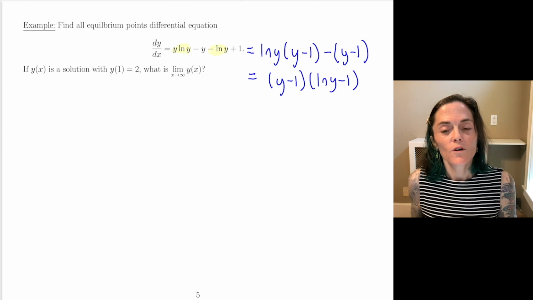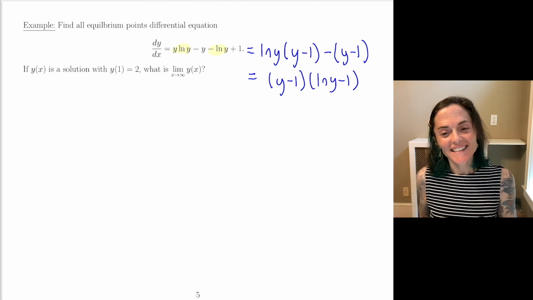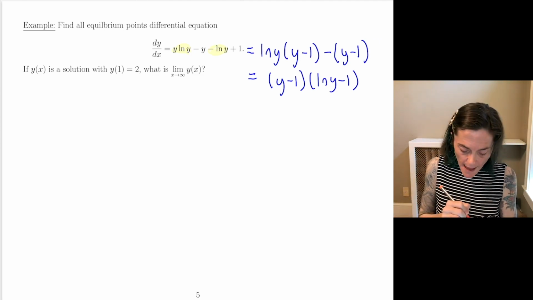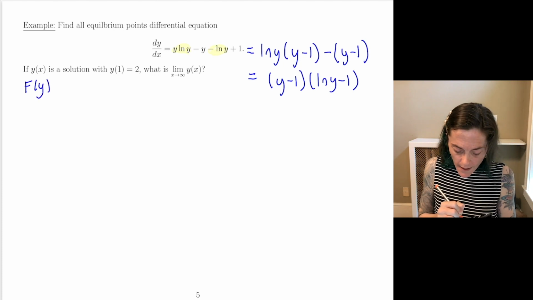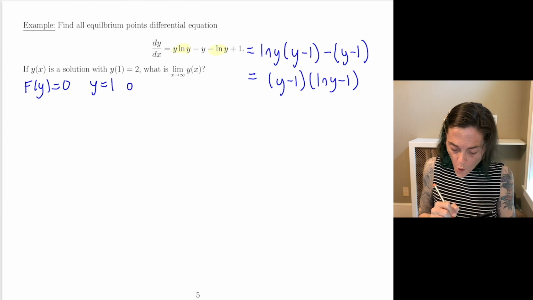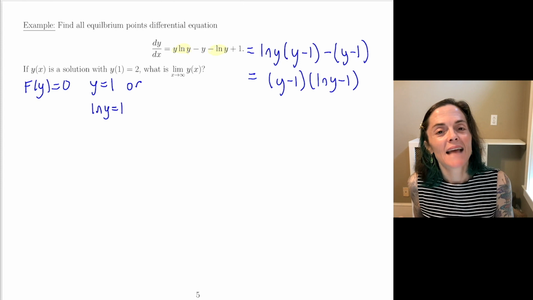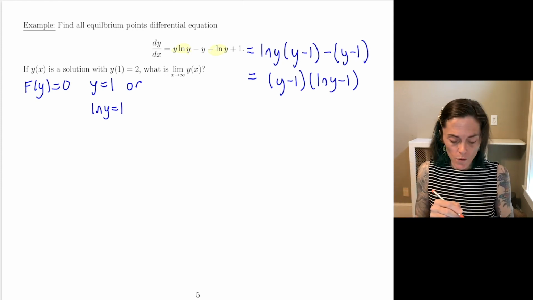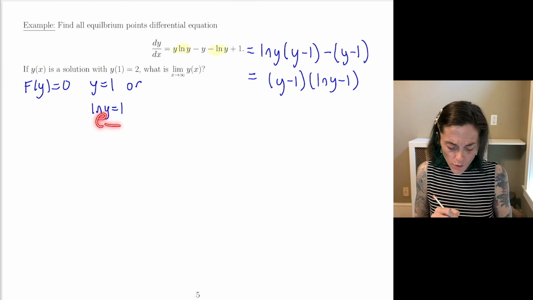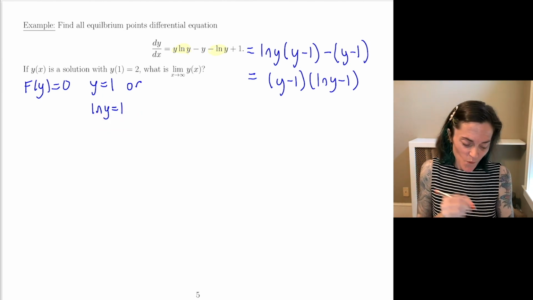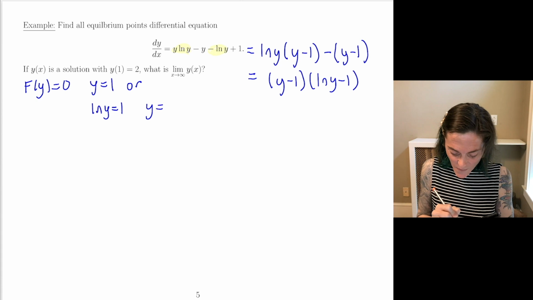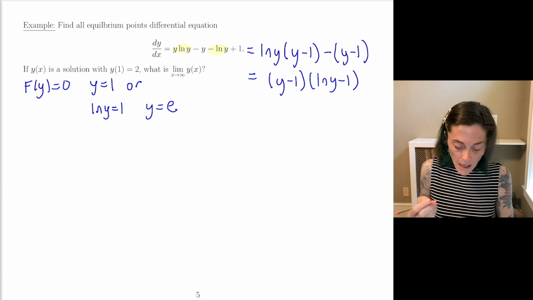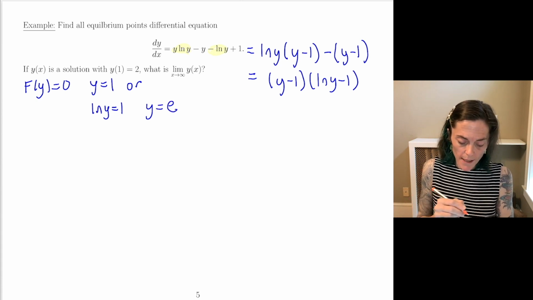Now this is wonderful because I have this factored. So capital F of y equals 0. This happens when y equals 1 or when ln y equals 1. What's the y value that gives you ln y equals 1? Well, it says take e raised to this power, it equals y. So here, y equals e. These are my two equilibrium points.